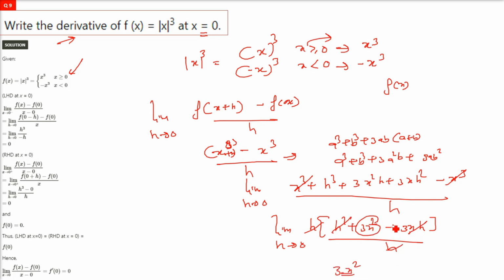Okay. So now this is your answer. This is your derivative. But you have to find out the derivative at x equals to 0. So f dash x, the function of the derivative, is 3x square. So this is f dash x. The first principle was basically f dash x. It is 3x square, put x as 0. It is 3 into 0 square, that is 0.